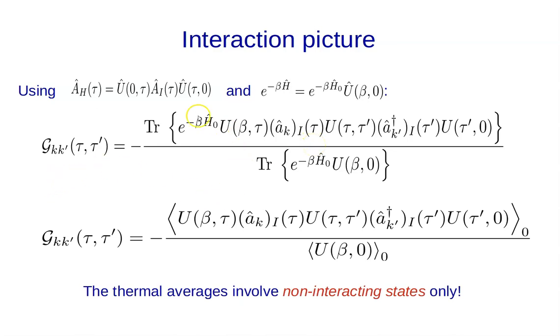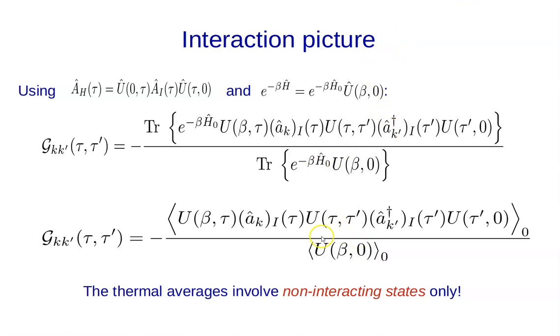So now if I put everything together, what I get here, both on the numerator and the denominator, is a thermal expected value, or thermal average, over non-interacting states only. So if I know the non-interacting spectrum, I can definitely calculate these expected values, right? But now I have to, just like we did in the case of time-ordered Green's functions, write this in perturbation theory. And we can do that by employing essentially the same arguments that we did in real-time evolution.